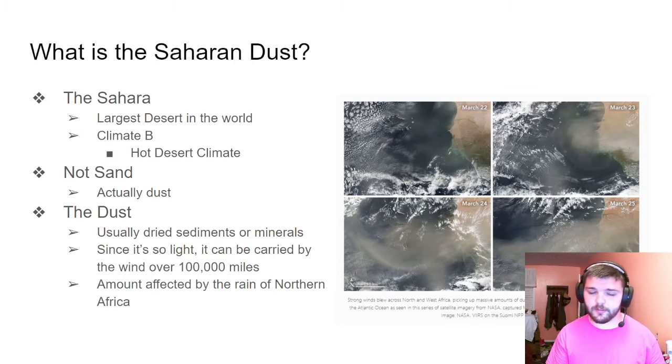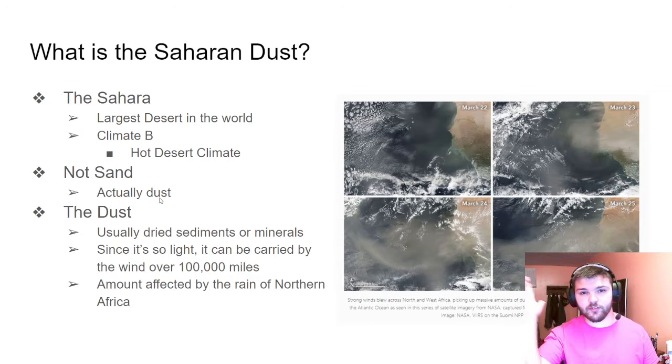It's in a B climate, like the Köppen climate system and mapping that we were talking about in class. The subclimate is the hot desert climate. When you look at this picture, you might think this is sand, but it's not actually sand. Sand is too heavy for the winds to pick up normally.